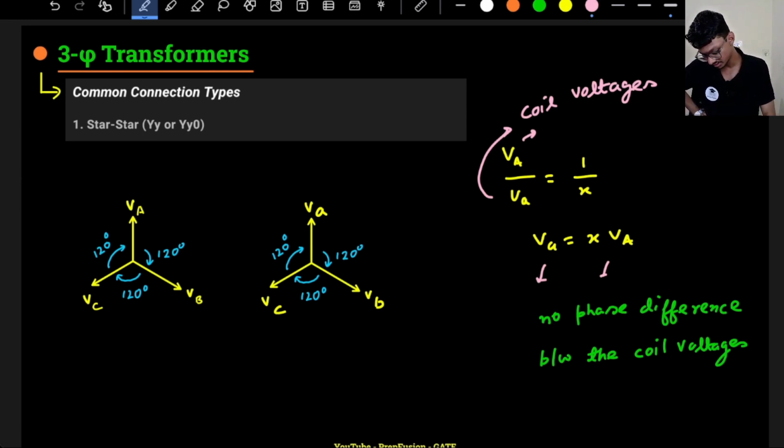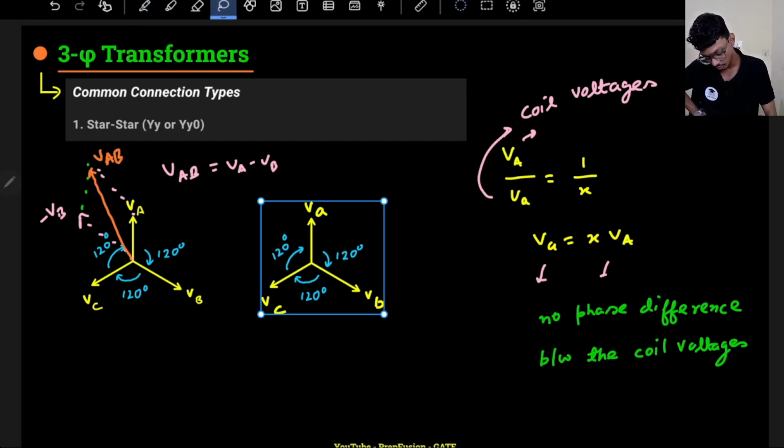So line voltage will be this VA minus VB, right? Let me just draw one of the line voltages, VAB. So it will be VA minus VB, so it will be somewhere here, correct? This will be my minus of VB, and I will add these two. So if I add these two, this will be this value. Okay, so that is VAB.